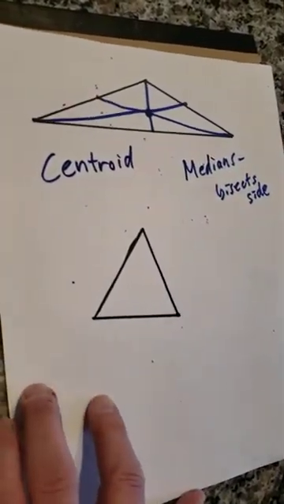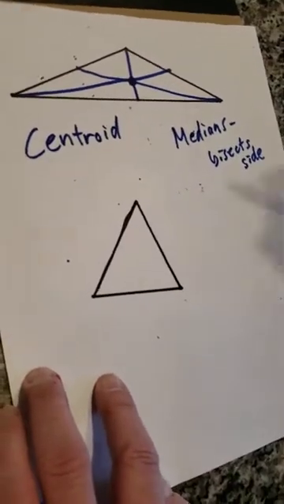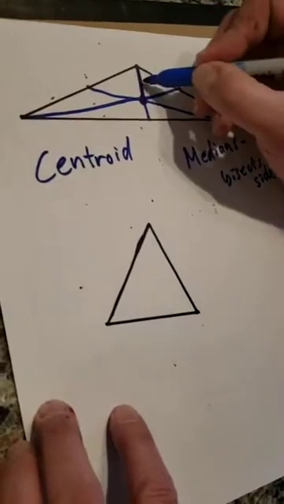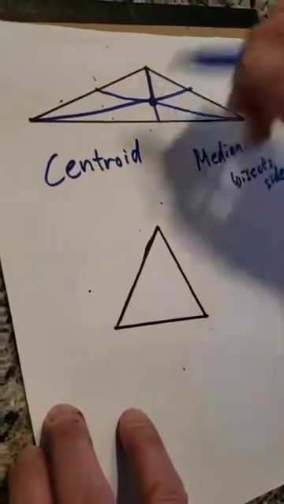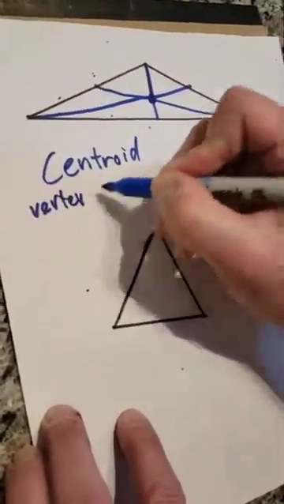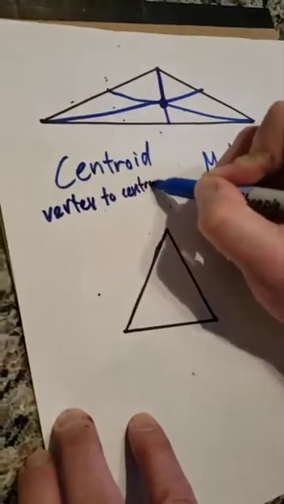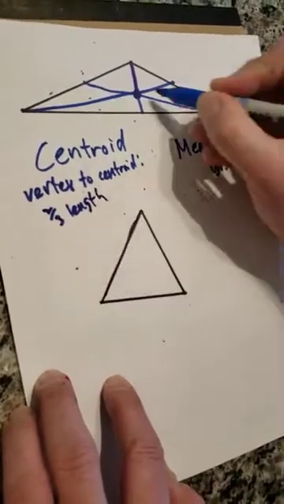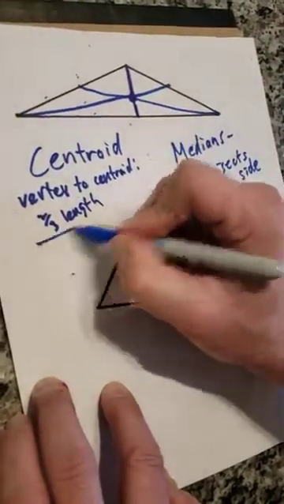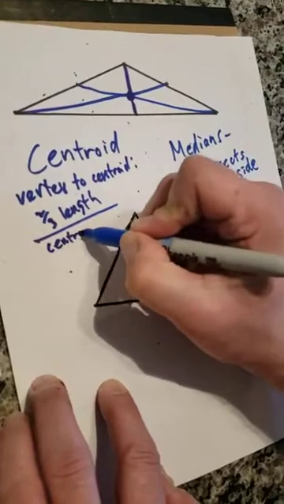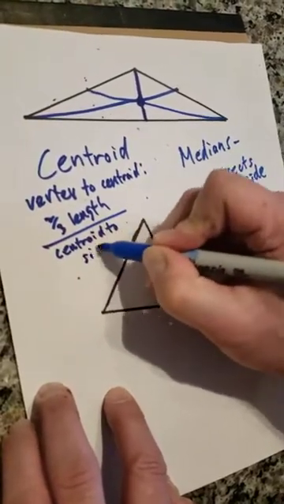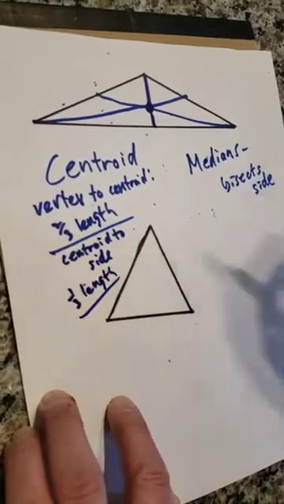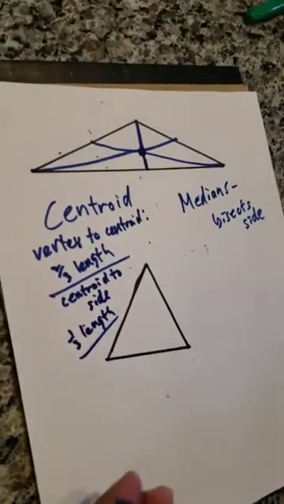Now, the neat part, or the part that you really need to know about the centroid, is that for each of the three line segments, the distance from the vertex to the centroid is 2/3 of the length, and from the centroid to the side is 1/3 of the length. And that will come up in an awful lot of problems. Again, we're looking into chapter 5 now.